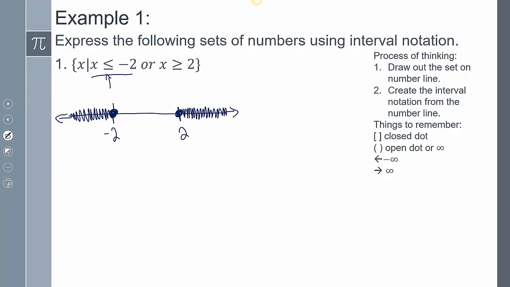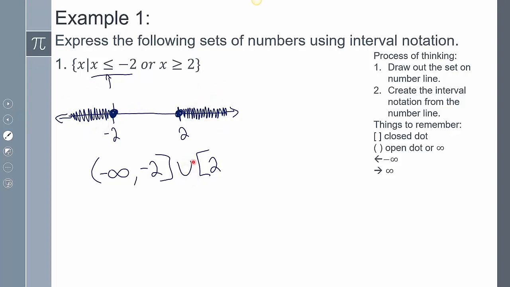Now that I have this visual representation, it's going to be much easier for me to look at that and write it. Imagining this, it starts from -infinity. So from -infinity, it's going to go to -2, union, and then it's going to go from 2, because there's nothing here. There's nothing here, but I have two sets.